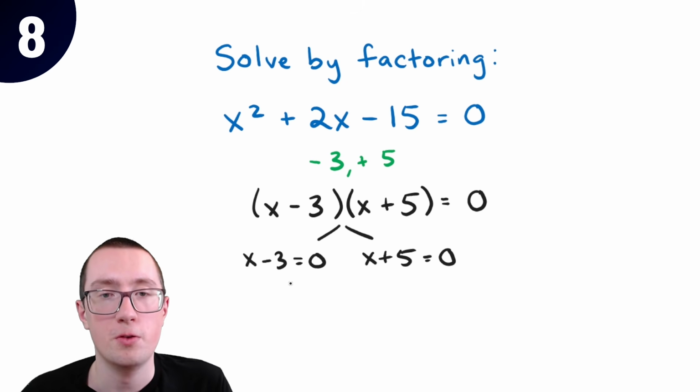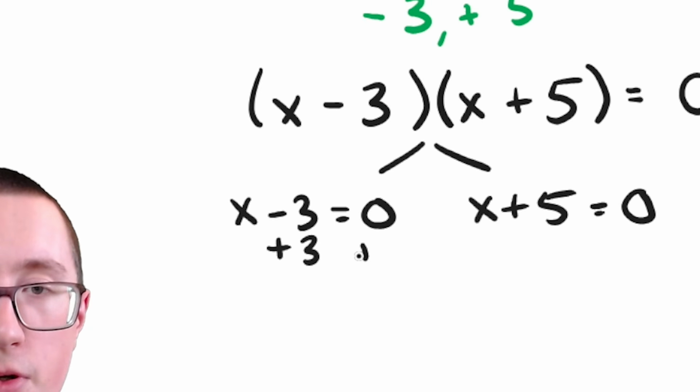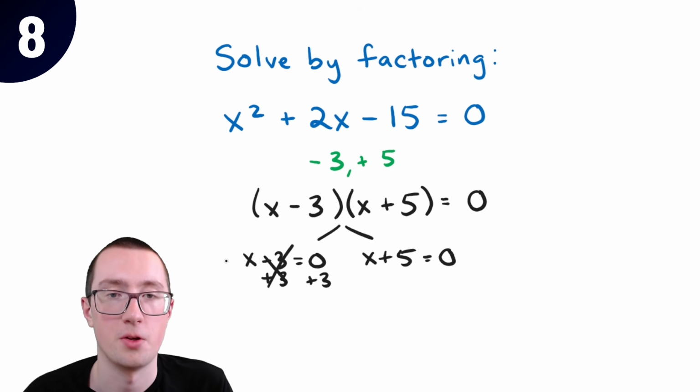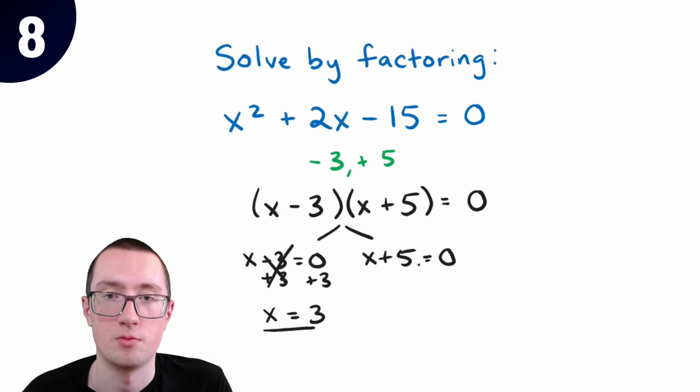So to get x by itself, I'm going to do the opposite of minus, which is plus, and add 3 to both sides. These cancel out. On the left side, we just have x, and on the right side, we have 0 plus 3, which is 3. So x equals 3 is one of our answers. But let's go ahead and solve this to find our other answer.